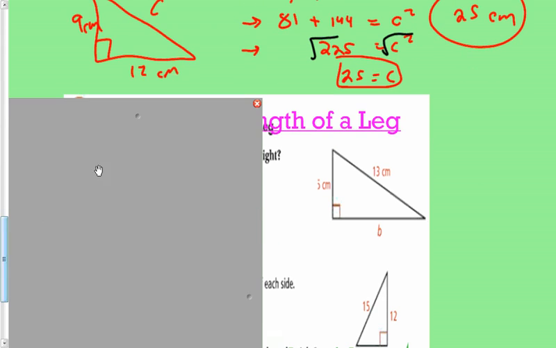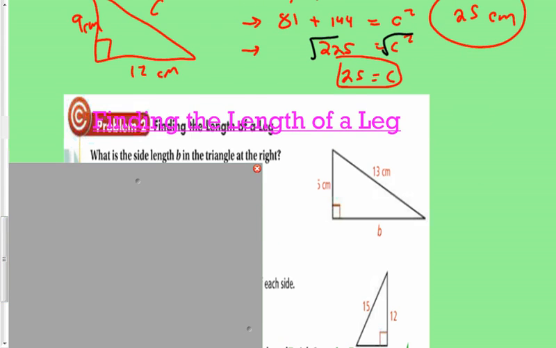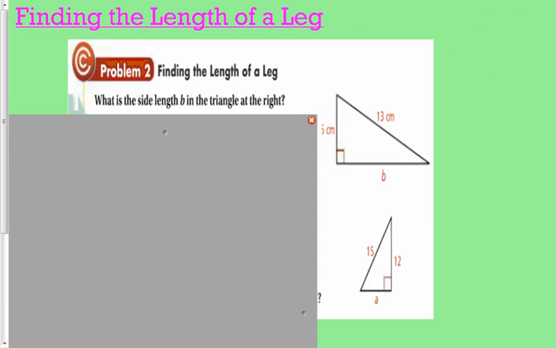All right, now sometimes you may be asked to find the length of a leg of a right triangle. So if we look at our triangle to the right, and ignore the bottom one, we're just going to do the top one right now. It says, what is the side length b in the right triangle? So now we have a leg and the hypotenuse, and we're trying to find another leg, which is b.